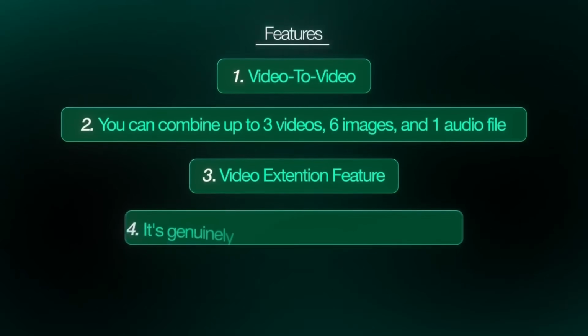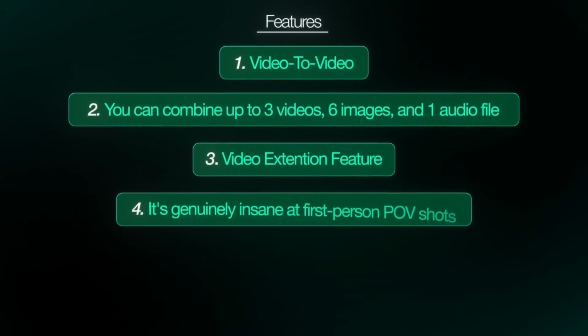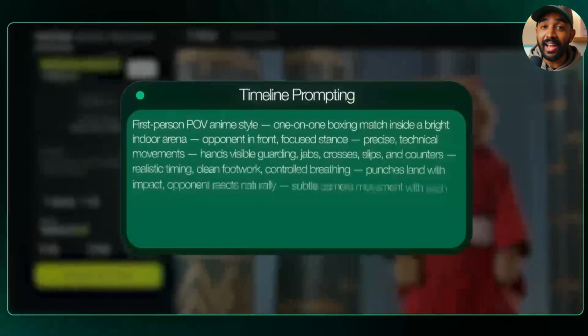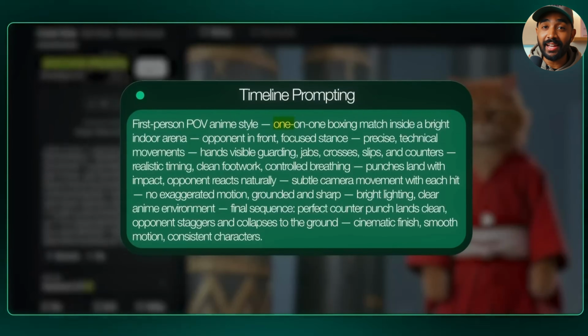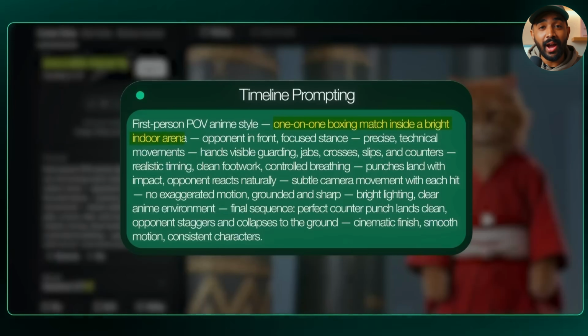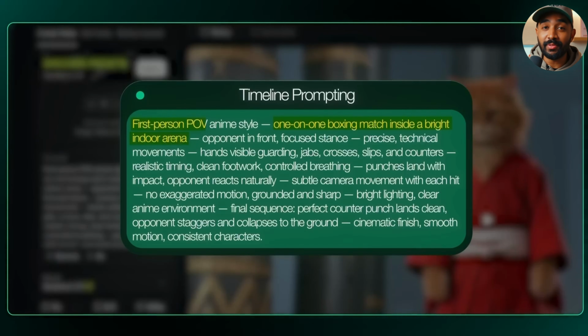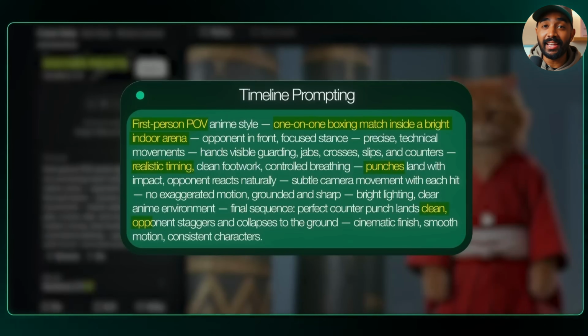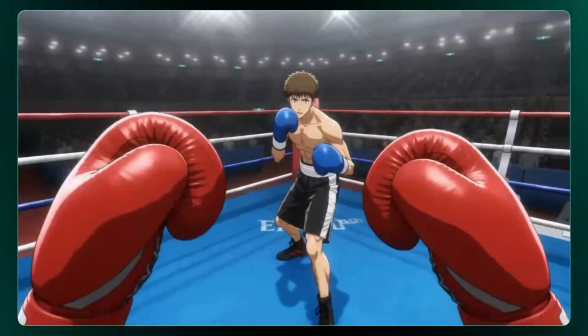The fourth feature of Seedance is that it's genuinely insane at first-person POV shots. Here are 2 completely different styles to show you the range. First, I tried an intense boxing match. I described a one-on-one fight in a bright indoor arena from a first-person perspective with precise punches, realistic timing, and a clean finishing counter that drops the opponent.